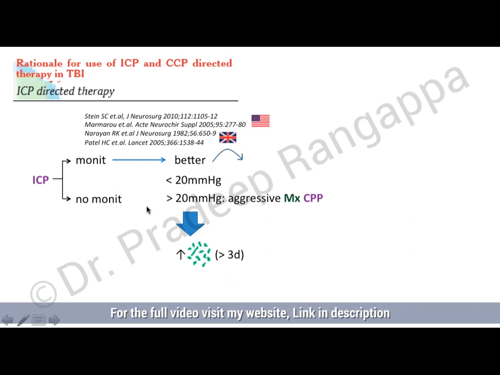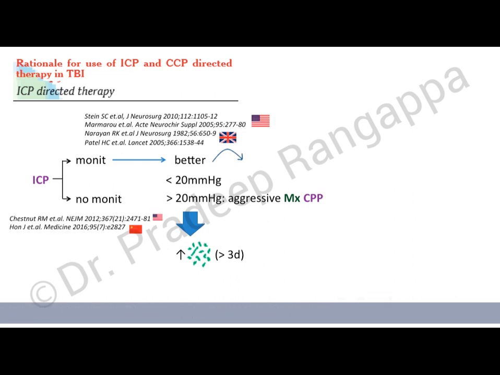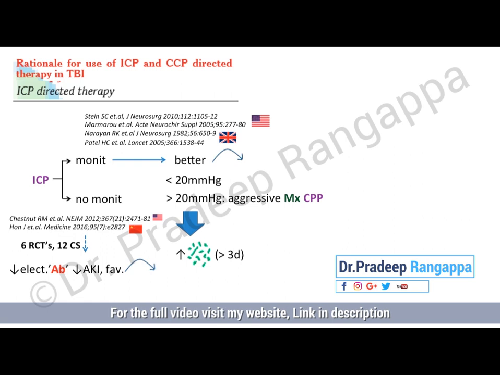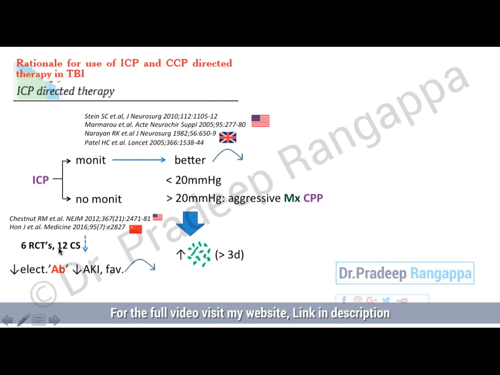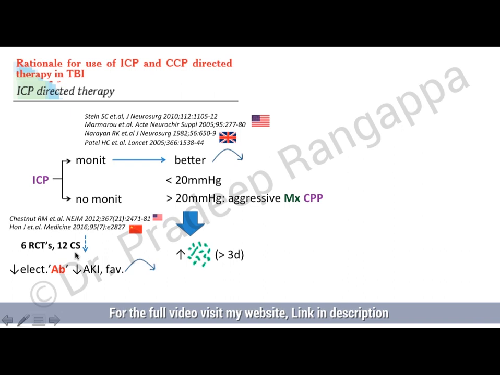But the problem with ICP is if you keep the ICP monitor for more than 3 days, there is increased risk of infections, and this risk outweighs some of the benefits of ICP in some of the studies. So this is a summary of 6 randomized controlled trials and 12 cohort studies. What they found is using ICP to manage your CPP in traumatic brain injury has been shown to reduce electrolyte abnormalities, reduce acute kidney injury, and has had a good favorable outcome. But use of ICP has not shown any effect on mortality, ICU length of stay, mechanical ventilation, or even infections.